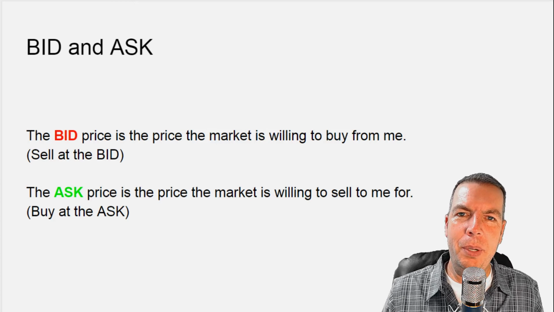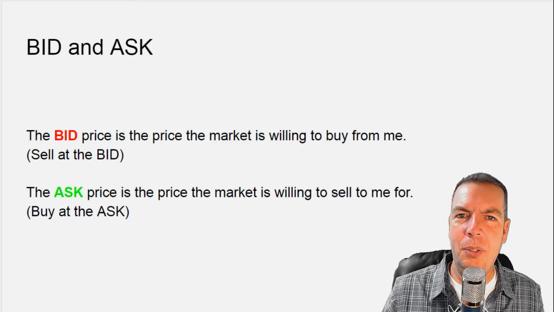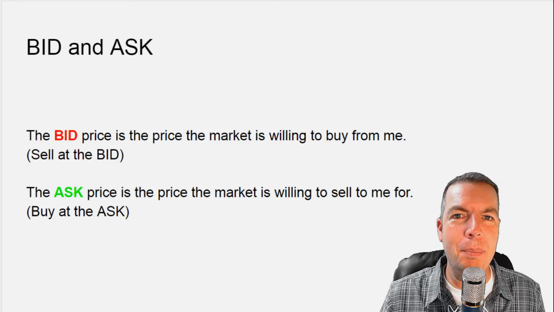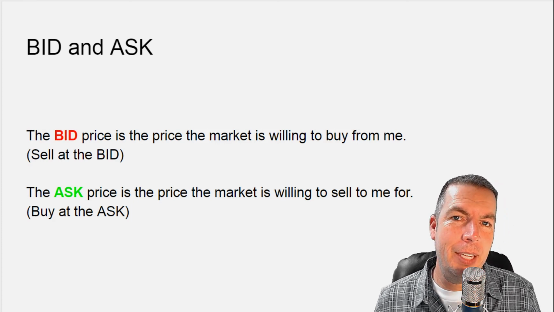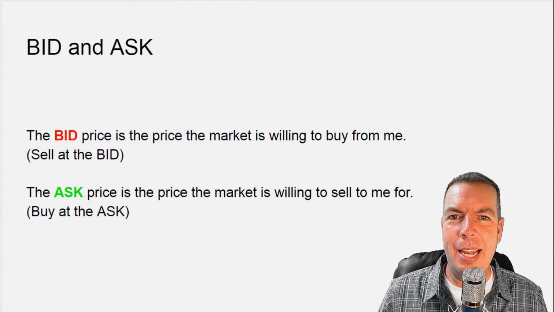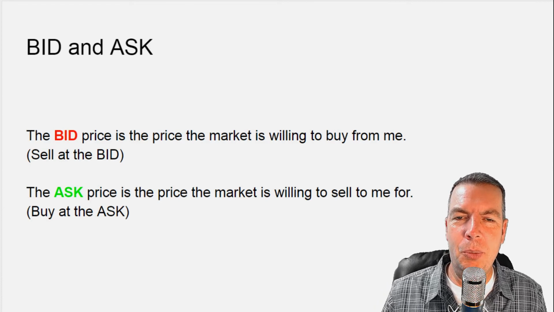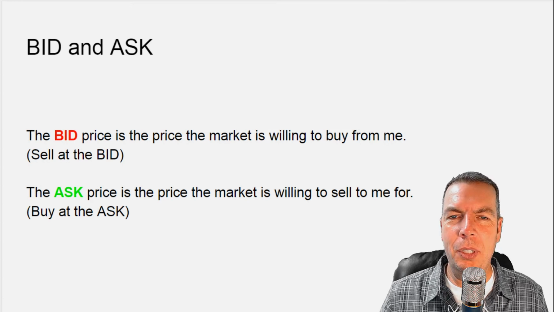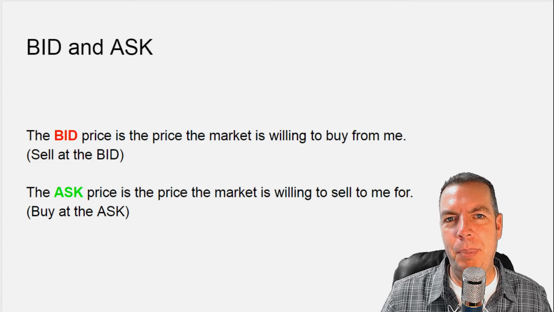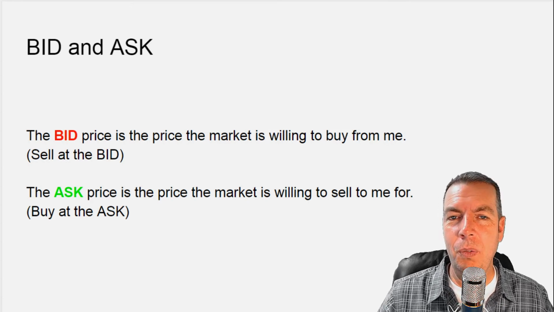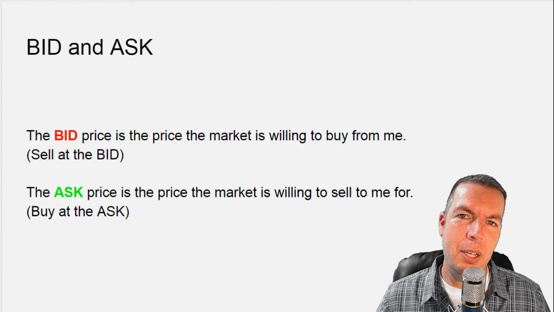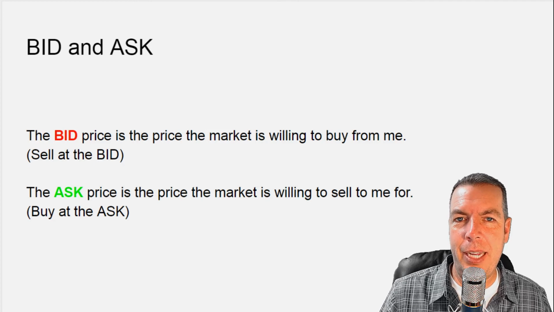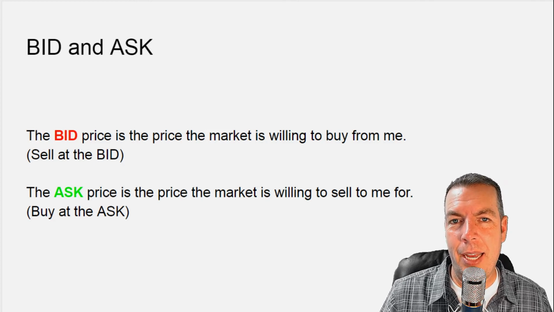Now, we know that there's going to be a difference between what the seller is willing to sell that stock or that option for and what the buyer is willing to buy that stock or that option for. And that difference is the spread. So that is what we call the bid-ask spread. So let's take a look at some examples of some bid-ask spreads. And I want to hopefully in this video show you guys why it's so important to trade stocks that have narrow bid-ask spreads versus wide bid-ask spreads.